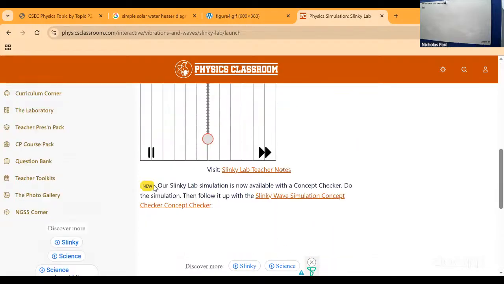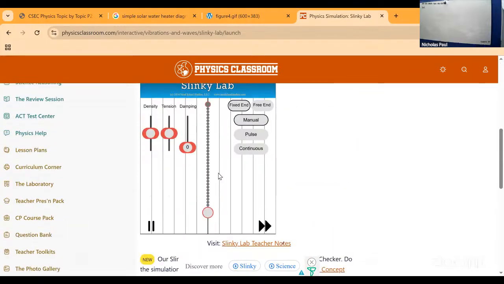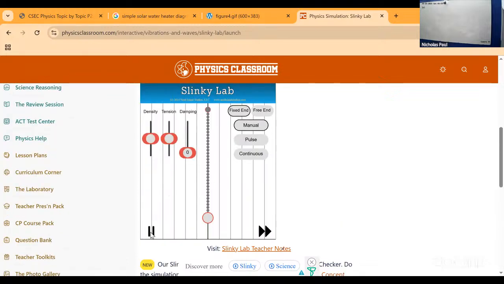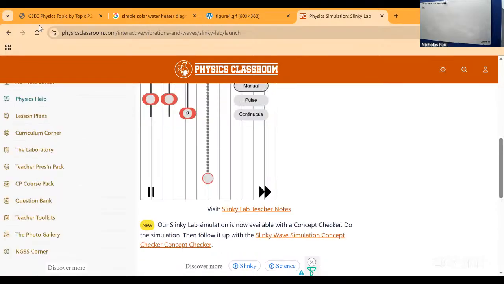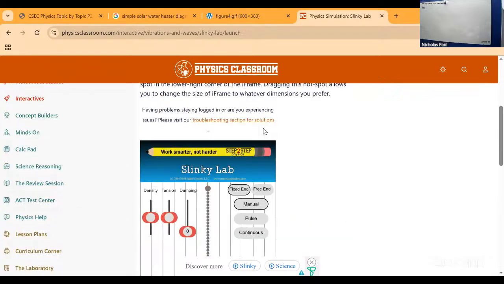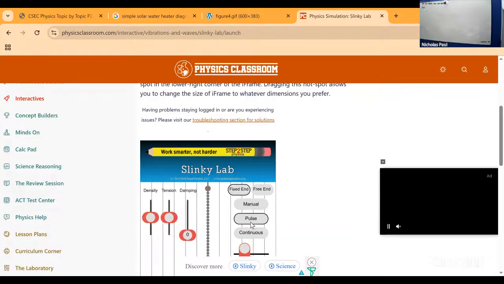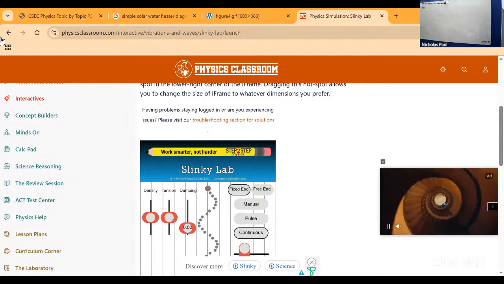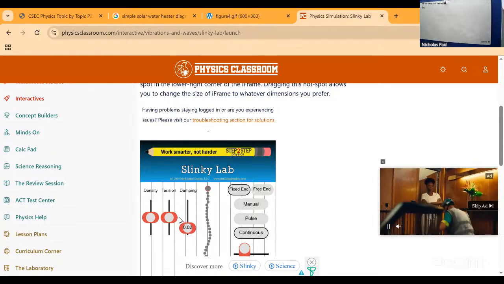Right, where is the slinky? No slinky there? And that's up for them? No, but physics classroom has one. Yeah, but I know it's slinky yellow.